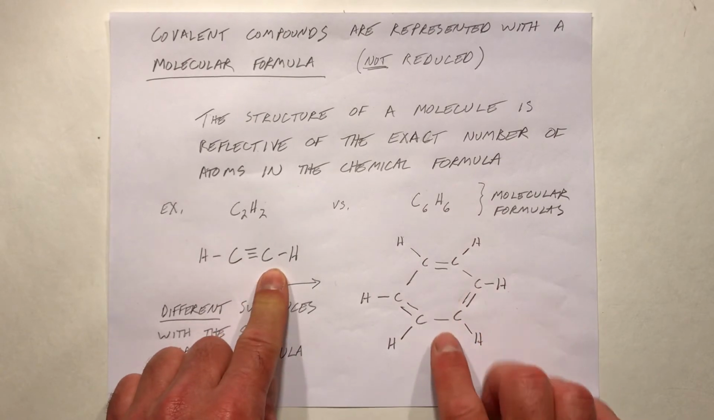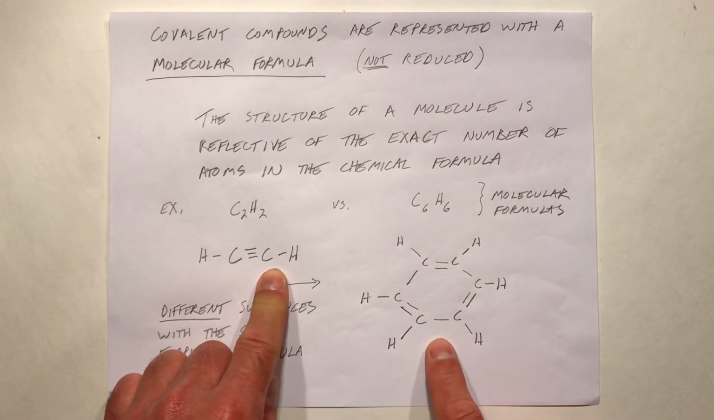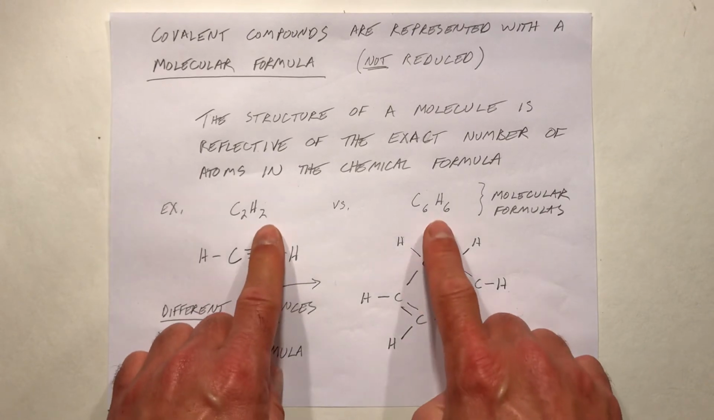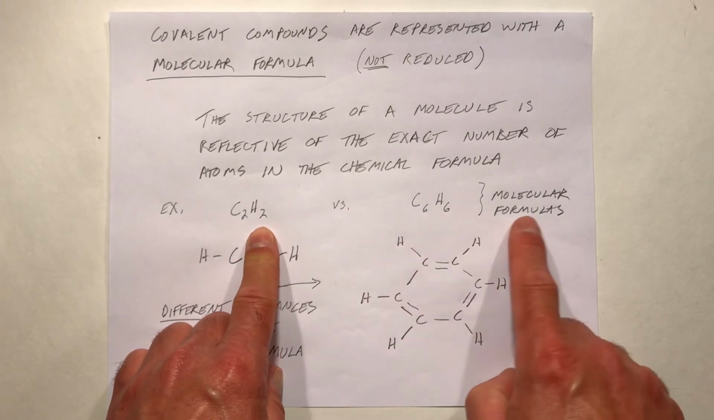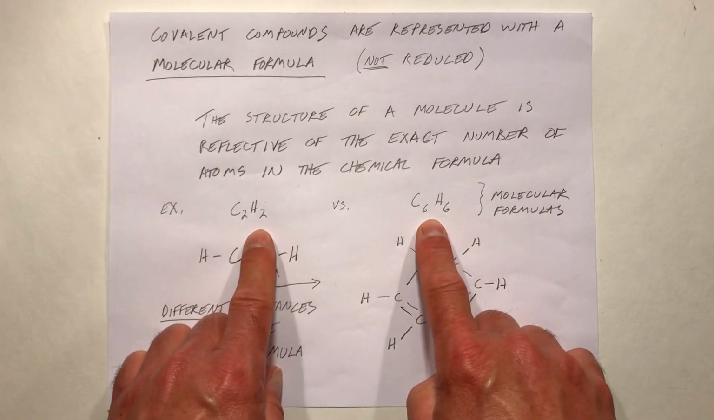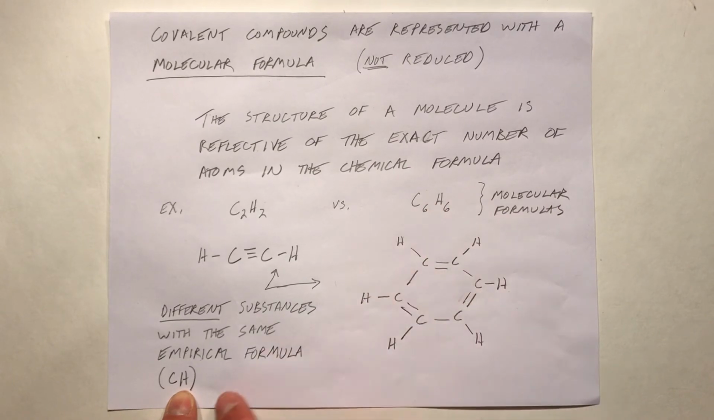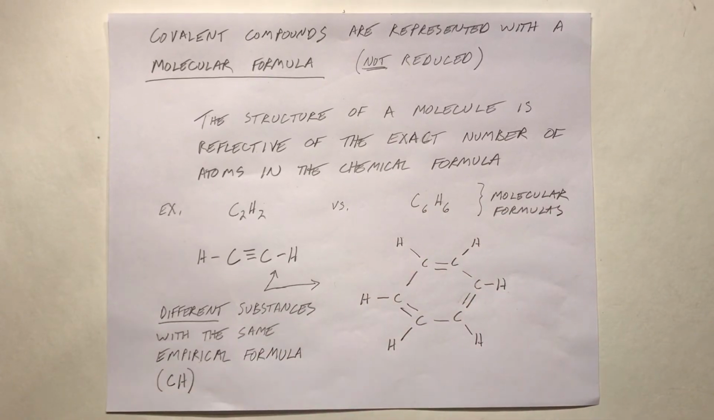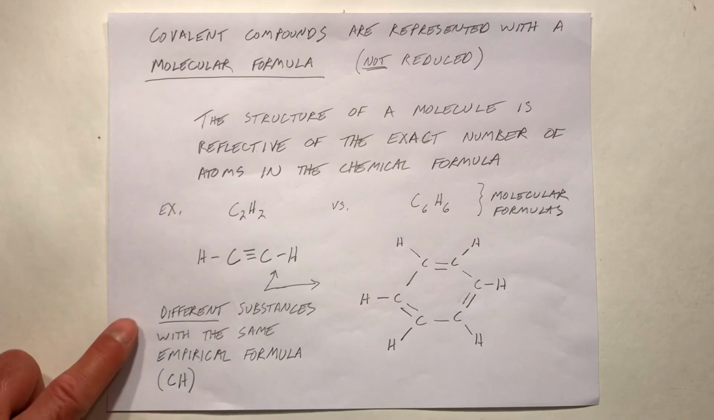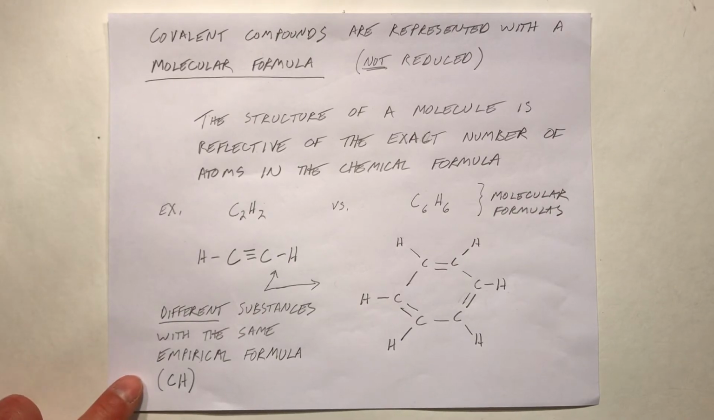Check out these two-dimensional structural formulas, or Lewis structures. These are different structures, and that's why we have different formulas. Notice these are two molecular formulas, not reduced. If we reduce this one, we get this empirical formula. And if we reduce this molecular formula, again, we get this empirical formula. So these are two different substances with the same empirical formula. Two different sets of properties, completely different chemicals. So we can't reduce covalent compounds. They don't have repetitive structure the way ionic compounds do.